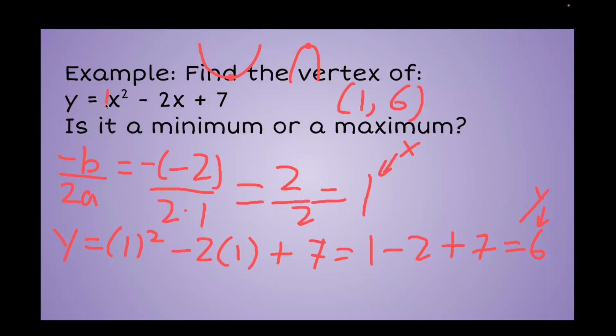What does it look like? You have to look over here. This is positive, so it's going to go like this. So that means it's a minimum. The parabola looks like this, which means it's at the bottom, which is a minimum. So it's a minimum.